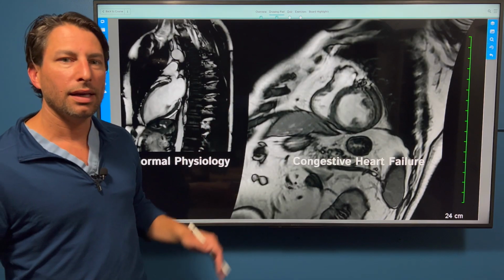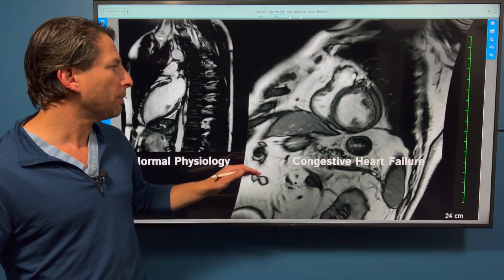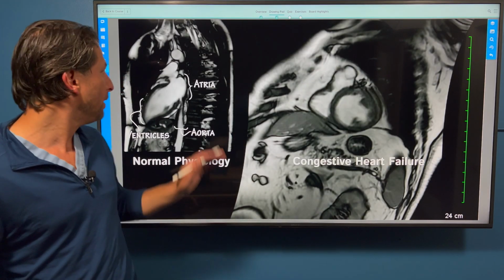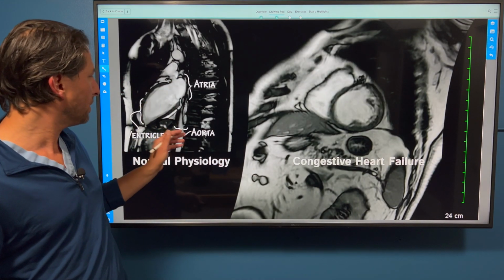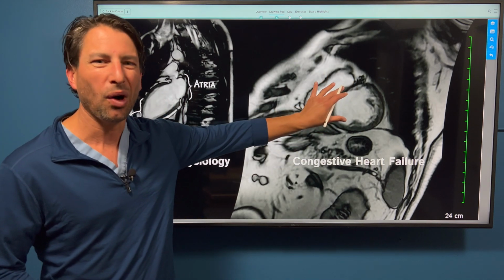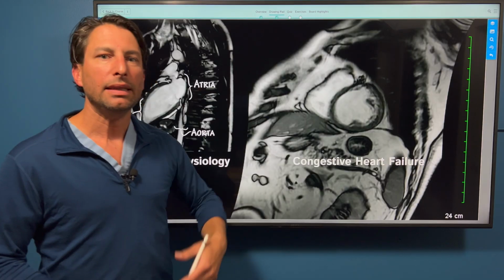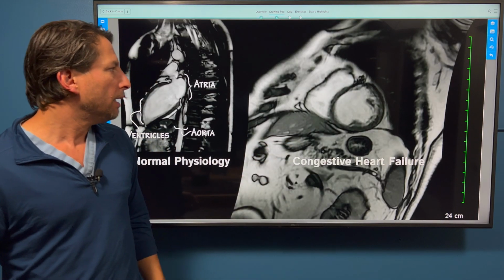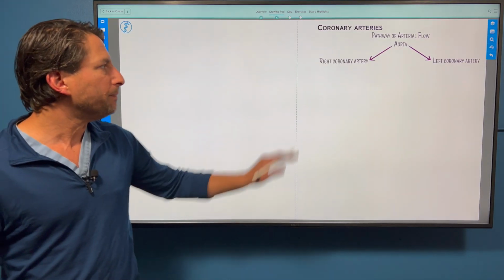This is a pictorial. We took MRI slices and gave it some action here. So this is normal pumping of the heart. This is the aorta, the atria, and the ventricles. And then this is how it gets boggy in congestive heart failure. And there are flashcards with videos on the site to demonstrate this anatomy and pathophysiology.